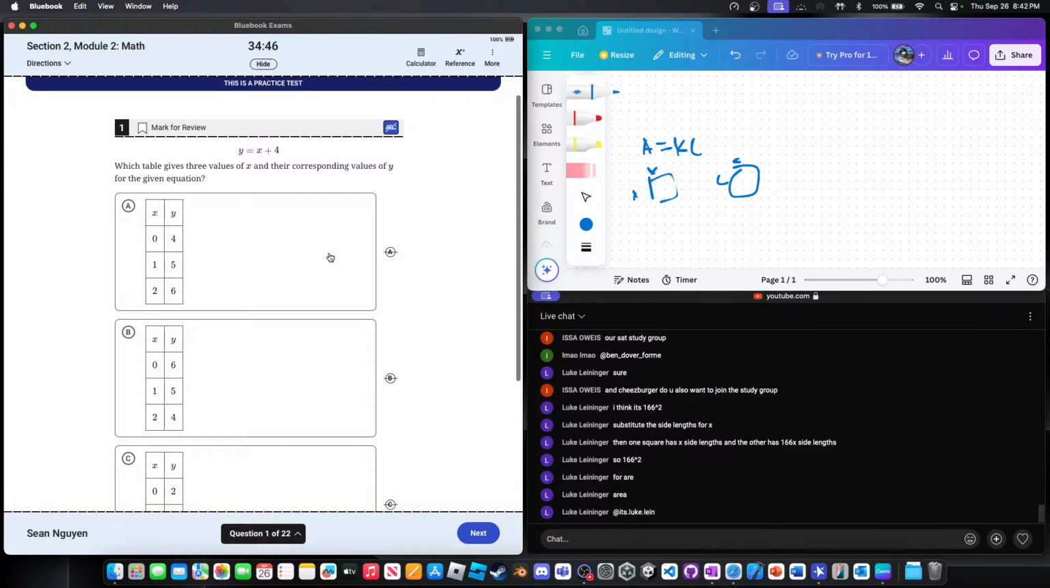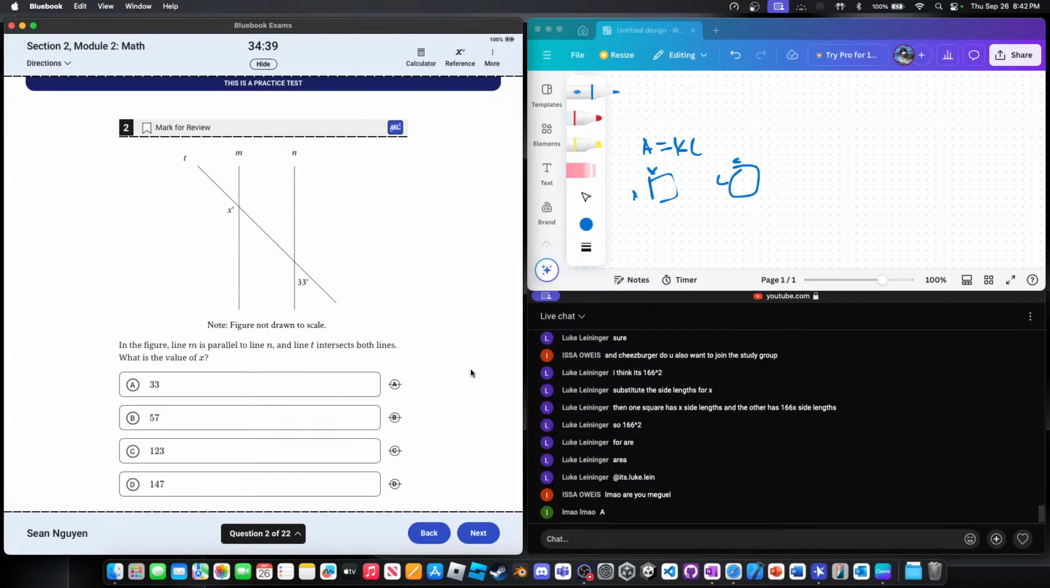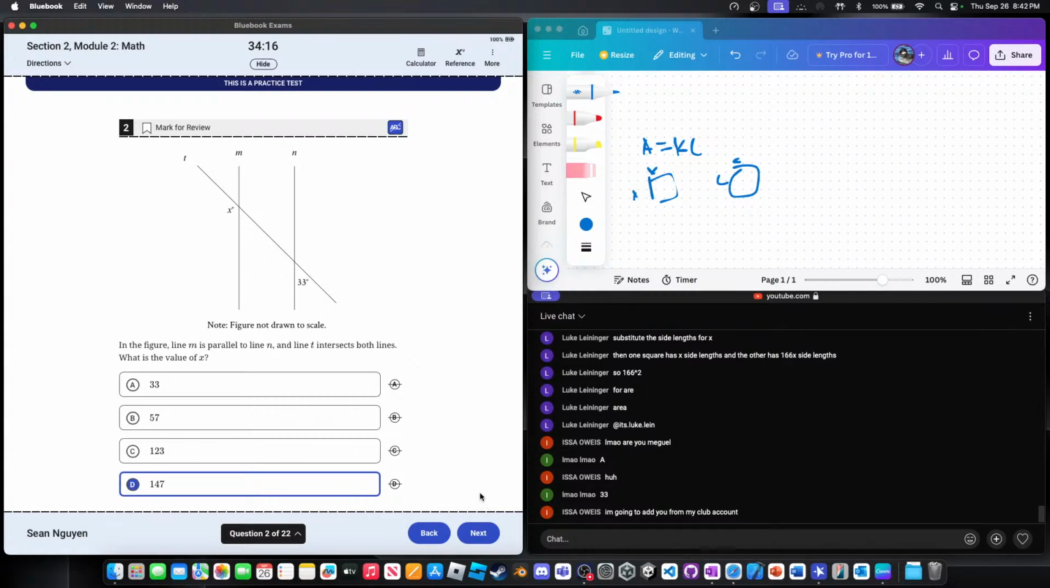Which table gives 3 values of x and their corresponding y values? So 0 must be 4. It's obvious this one already. In the figure, line M is parallel to line N. Line T intersects both lines. What is the value of x? X is going to equal the absolute value of 33 minus 180, which is going to be 147. I think this is the answer. Just make sure to confirm, guys.